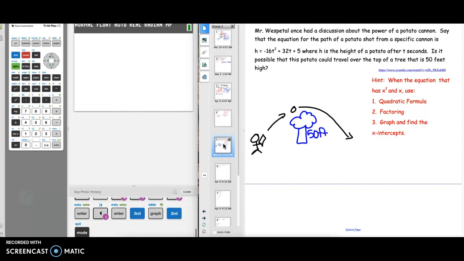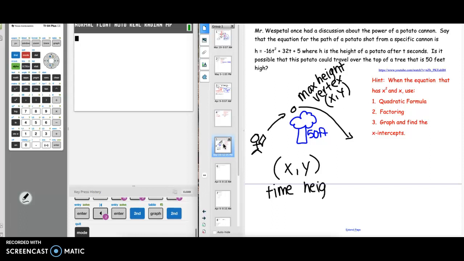All right. So basically it's asking you for the maximum height, which is also known as the vertex. It is an XY coordinate pair. And if X is time, height, it's looking for Y. What is the Y height at the vertex? There's a few options we can do for this.